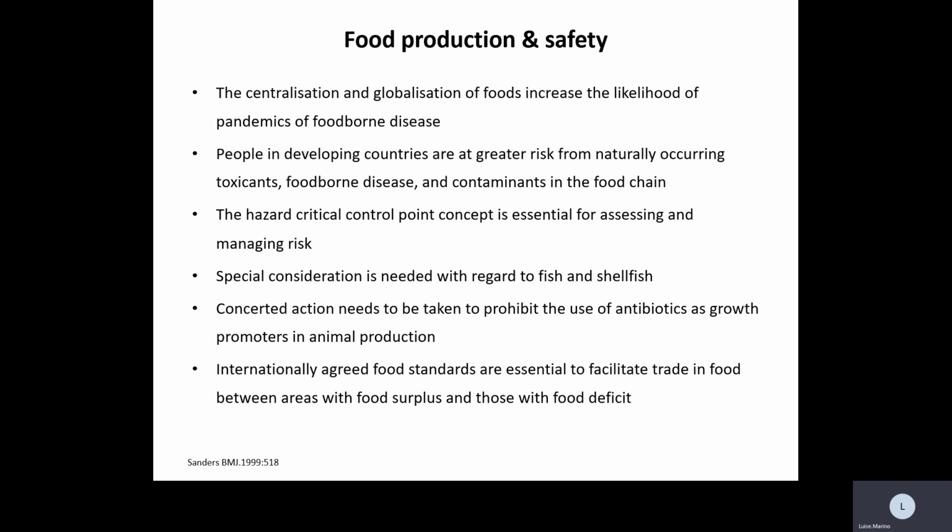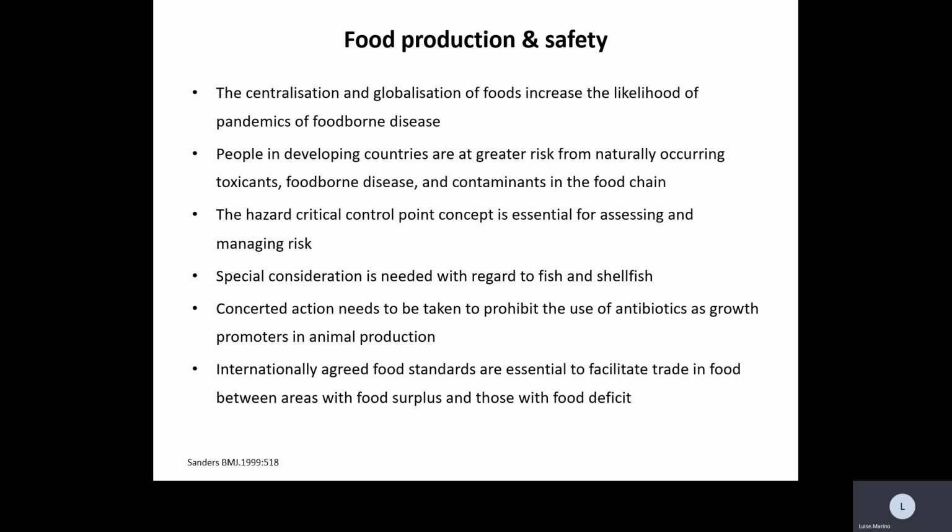So people in developing countries are at greater risk from naturally occurring toxicants and foodborne disease and contaminants within the food chain. And what has been identified in order to try and curtail some of these risks and control for them is to develop something called the Hazard Analysis Critical Control Point concept, so HACCP, which has been really essential and fundamental in assessing and managing risk.